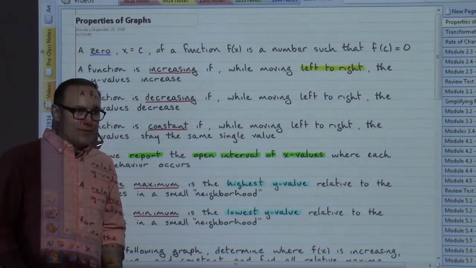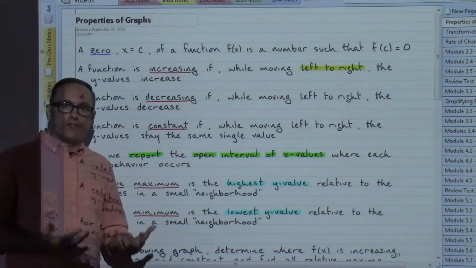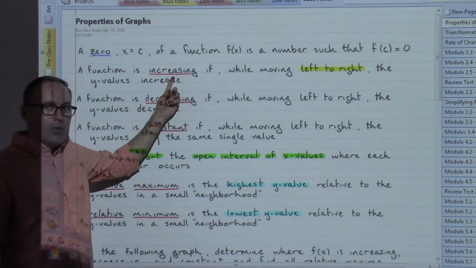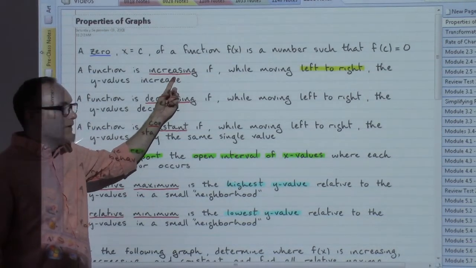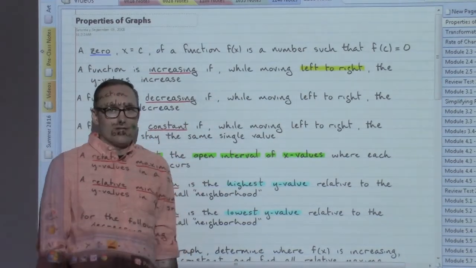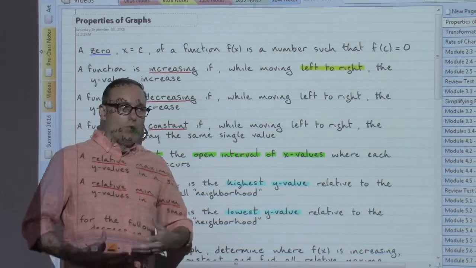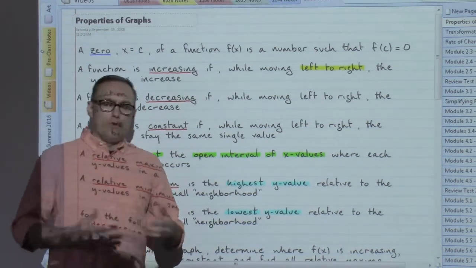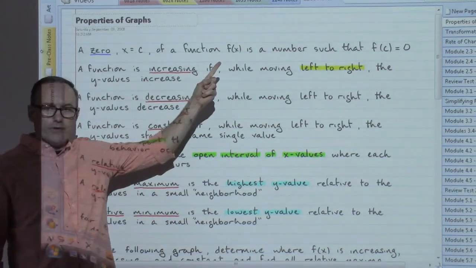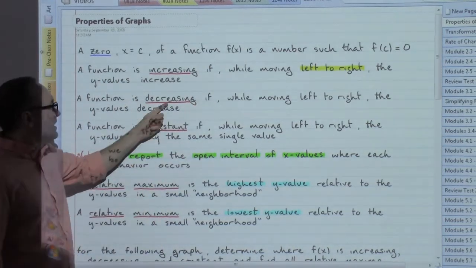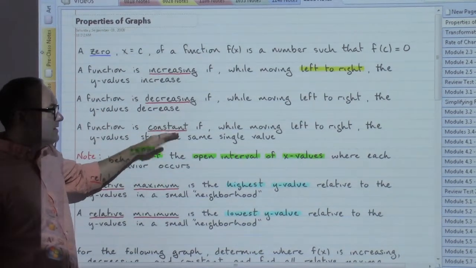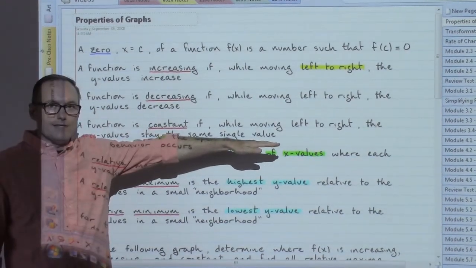That might not be nearly as interesting as what the function is actually doing. Is the function going up, increasing, as we move from left to right? So we're taking the same sort of convention as we do with reading words, with reading graphs. We're going to go from left to right. Is the function going up? Decreasing, is the function going down? Constant, it's staying level.